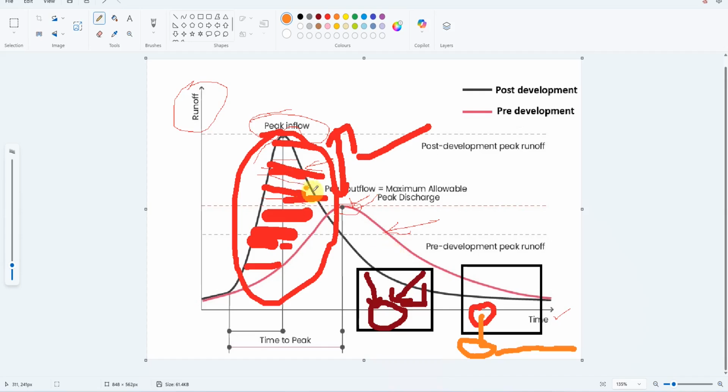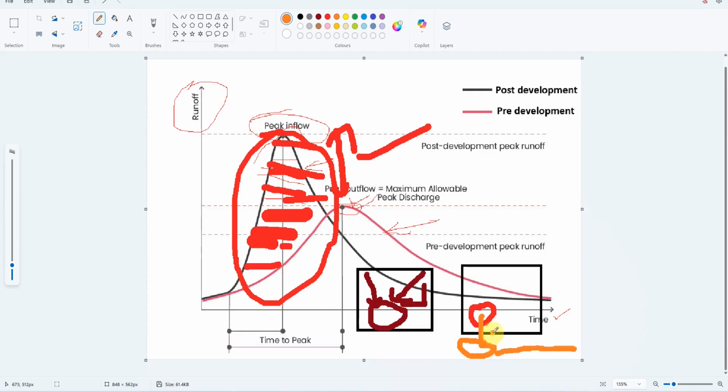So that will be only this volume. That will be the post-development volume which I need to store, and the remaining pre-development volume which I need to detain. So this post-development runoff volume needs to be detained in my site, not released to the public drainage system.